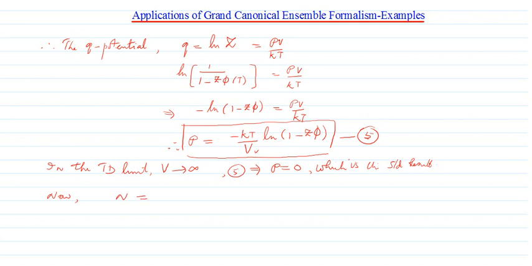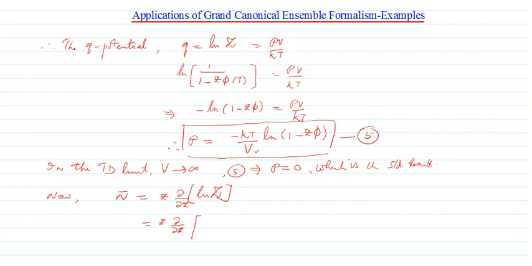N bar, or N, is equal to Z ∂/∂Z of log 𝒵, the Q potential. You should be familiar with this by now. Be clearly distinguishing the two Z's that we are writing: the small letter z, the fugacity, and the script capital letter 𝒵, which denotes the grand partition function in all these cases.